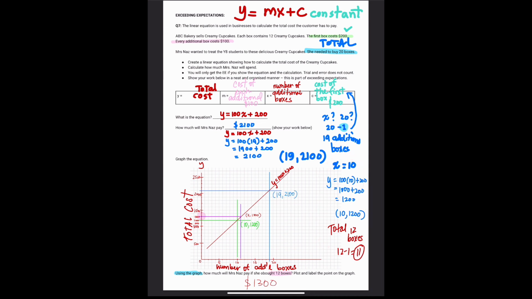Now, did I calculate it this way? No. I used the line. Now, how do you know you're correct? If the line was plotted correctly, you will get the correct answer. So let's see. y is equal to 100 times 11 plus 200 equals 1,100 plus 200 equals 1,300. See? If you plotted the line properly, you will get the same answer. If Mrs. Nash bought 11 additional boxes, she will pay $1,300.